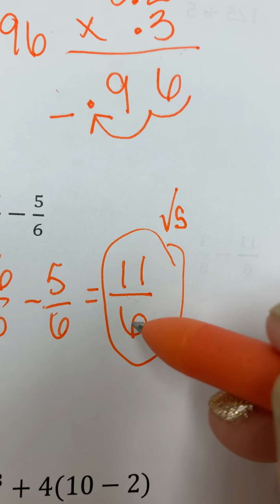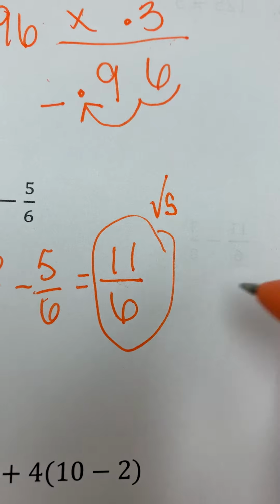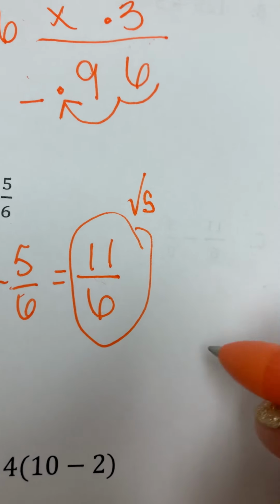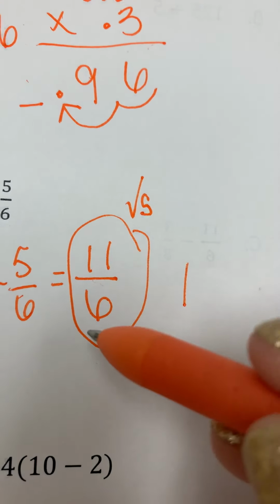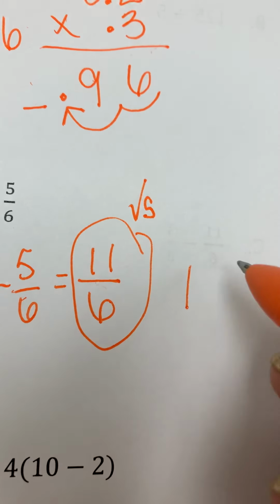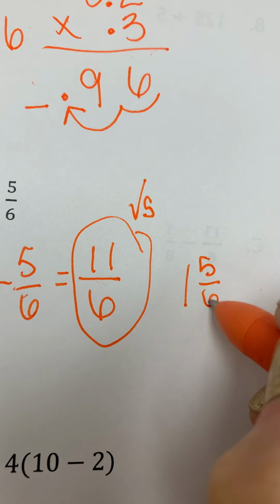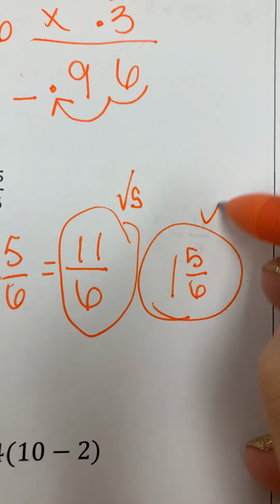How do we change an improper fraction back into a mixed number? Well, how many 6s can I take out of the 11? 1. And what do I have left over? 5, because if I take 6 out of 11, I have 5 left over, and you keep your denominator. So it's 1 and 5/6 is the correct answer.